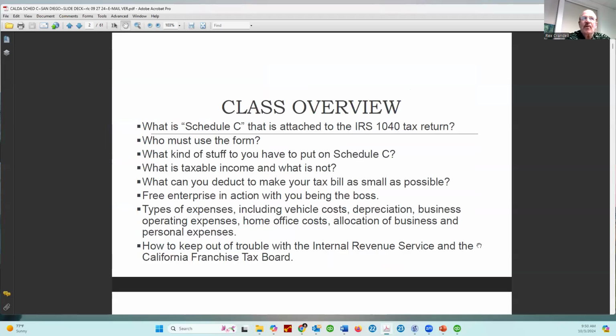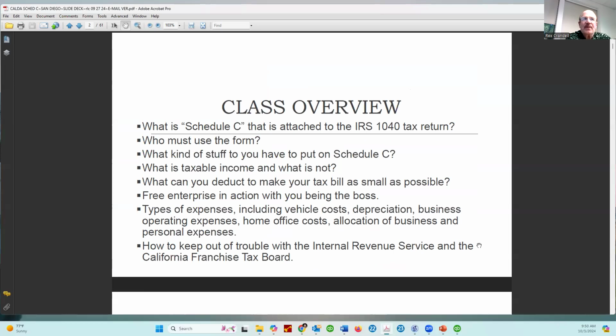Class overview: what we're going to be covering is what a Schedule C attached to the 1040 is, who must use the form, and what kind of things you have to put on the Schedule C. What is taxable income and what is not? What can you deduct to make your tax bill as small as possible? It's the free enterprise system in action, with you being the boss.